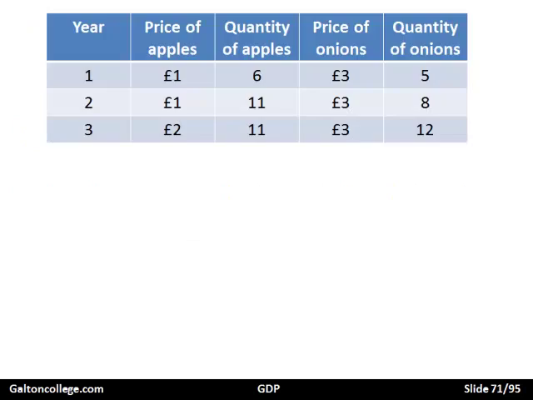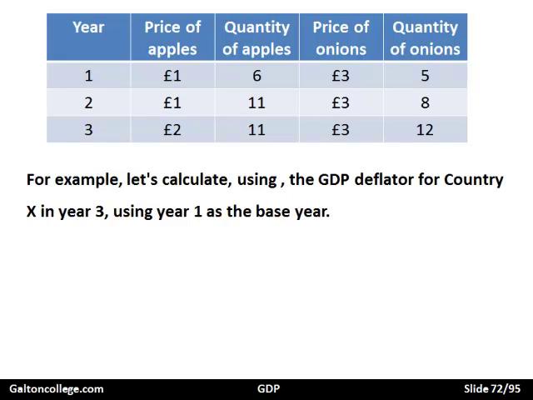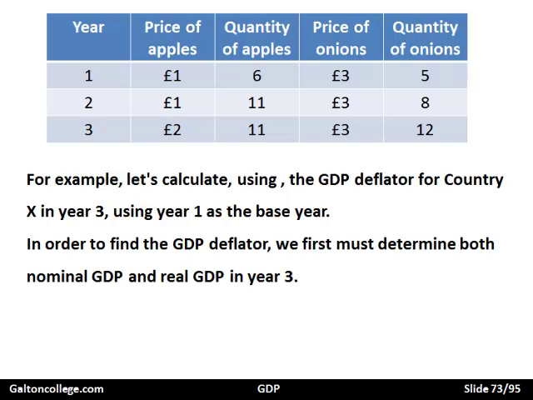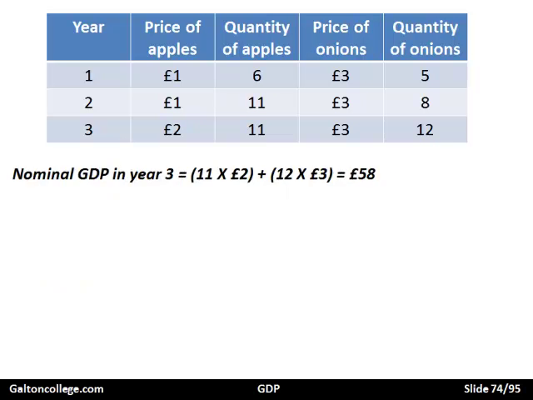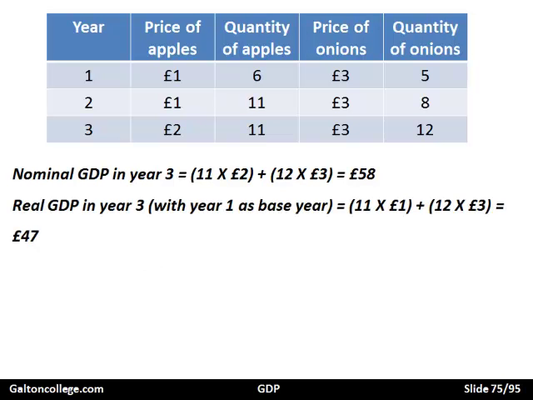Let's see how it works in practice. Here's our table again for apples and onions. For example, let's calculate the GDP deflator for country X in year 3, using year 1 as the base year. Now, in order to find the GDP deflator, we first must determine both the nominal GDP and the real GDP in year 3. So, nominal GDP in year 3, as we calculated earlier, is 58. And the real GDP, with year 1 as the base year, was 47.